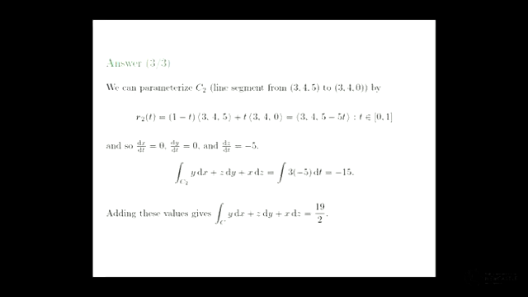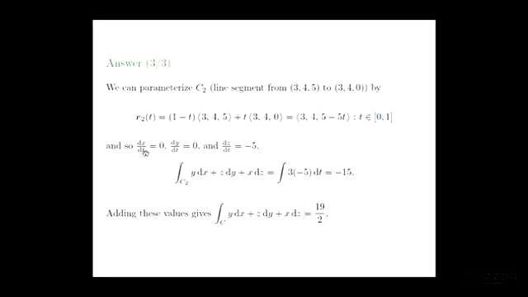The second parameterization for the second line segment, from (3,4,5) to (3,4,0), is done the same way. Again, take the first point, multiply by 1 minus t, and add the second point times t, right? And that will give you your parameterization. So x is 3, y is 4, z is 5 minus 5t. And so we get kind of lucky here, right?